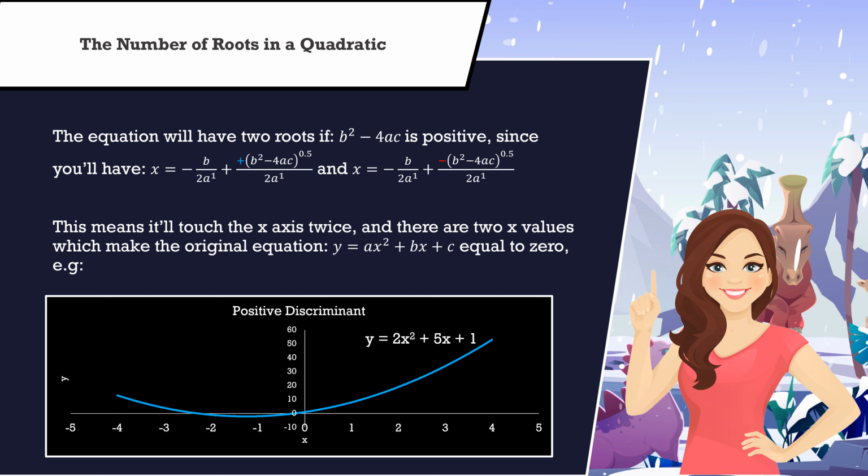The number of roots in a quadratic. The equation will have two roots if b squared minus 4ac is positive, since you'll have one with the positive square root of b squared minus 4ac and one with the negative root of b squared minus 4ac. This means that your graph will touch the x-axis twice, and that there are two x values which make the original equation, y is equal to ax squared plus bx plus c, equal to 0. For example, we have the graph here of y is equal to 2x squared plus 5x plus 1, and as you can see, it touches the x-axis twice.